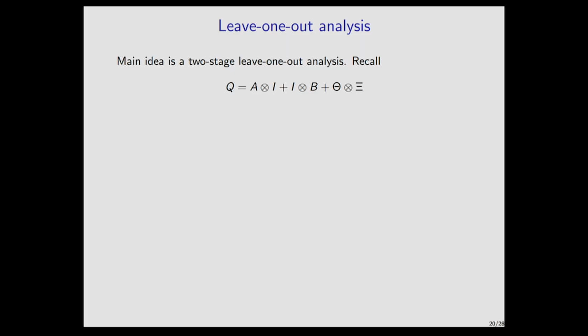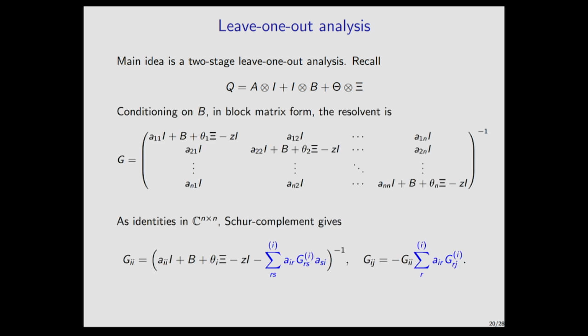I won't talk exactly about the least squares problem, but that's a corollary of this. If I look at this matrix model, again, let me remind you, it's A cross I plus I cross B plus theta cross xi. A and B are your independent Wigner matrices, and theta and xi are diagonal. So it's a two-stage analysis. In the first stage, let me just condition on B. I fix B as something deterministic, and I just use the randomness of A, and I try to do the usual leave-one-out Schur complement analysis over A.